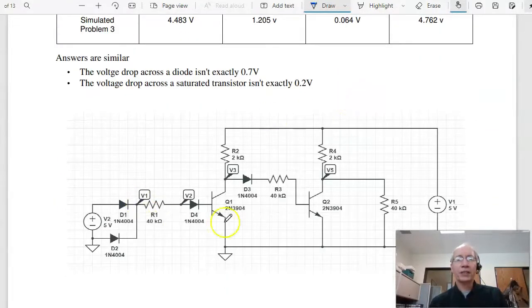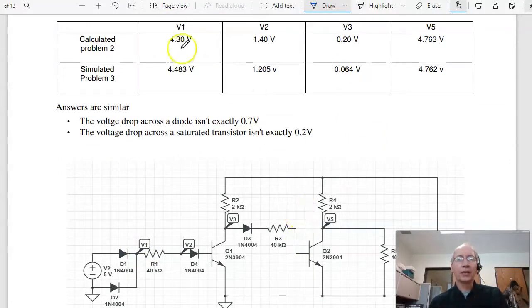If I simulate this in Circuit Lab, here's what I get. And the voltages aren't exactly the same. The reason they're not exactly the same is I said that V1 is 0.7 volts. For an ideal diode, the drop is 0.7. Actual diodes, it's close to 0.7, but not quite. Let's see, where's V2? V2 should be 1.4 volts, 0.7 plus 0.7. Circuit Lab says actually it's 1.2 volts. Again, the voltage drop across the diode isn't exactly 0.7.